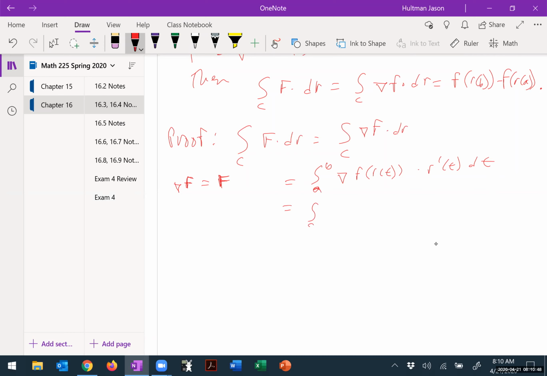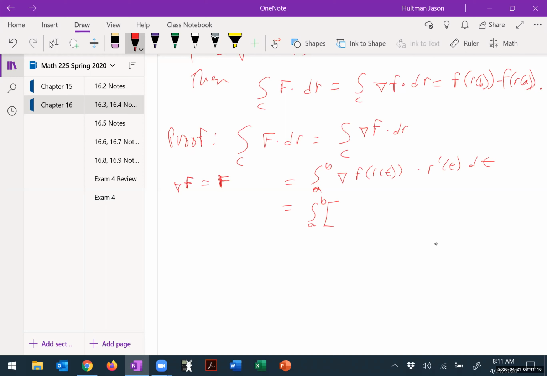Okay, we're going to go from a to b. Now here's where we take our partials. We want to dot product this. Well, what is the dot product of this? Well, del f of r of t, that's the partial derivative of the original f function that we took a partial derivative of.